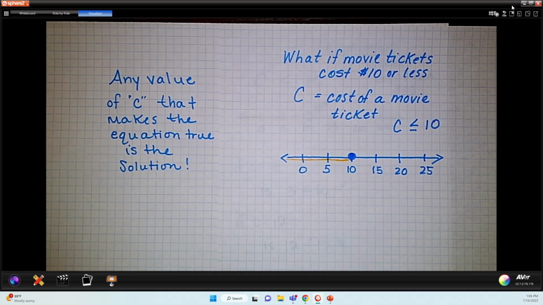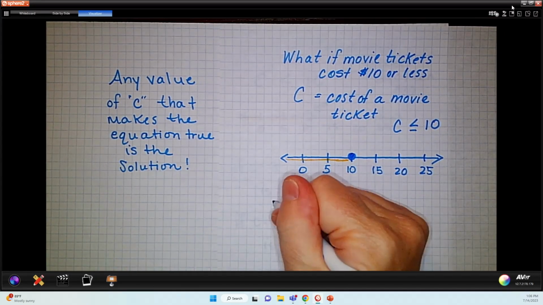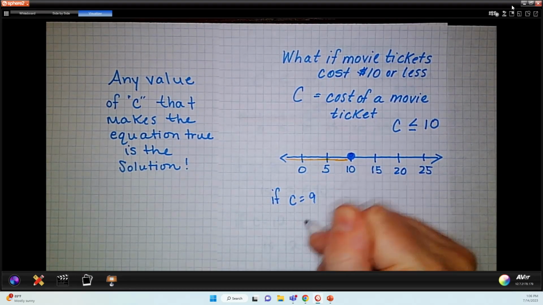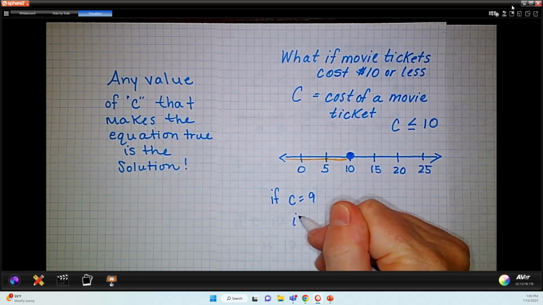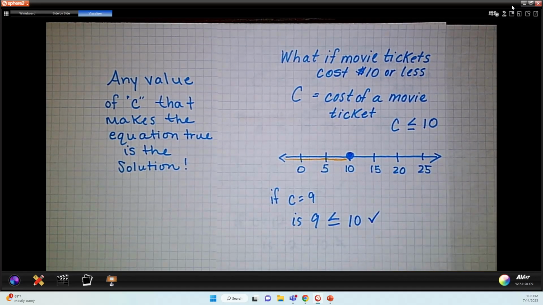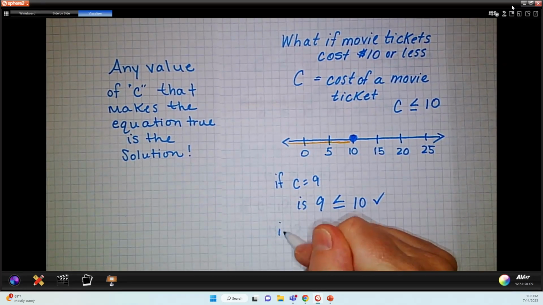And then we could test that out by doing exactly what we did. If C equals 9, is 9 less than or equal to 10? Yes, it is. What if C is 10?